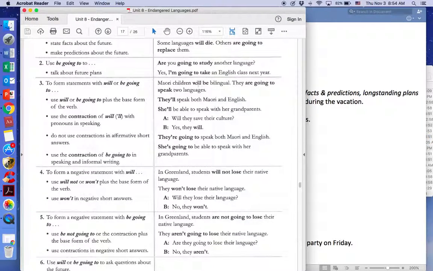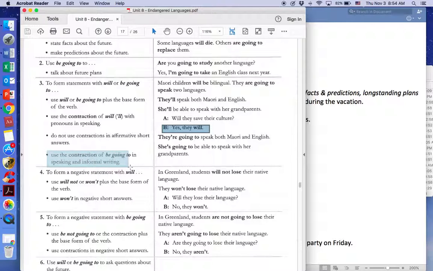Now, forming statements with will or going to. Use will or be going to plus the base form, as I said. Use contractions with pronouns in speaking or less formal writing. Don't use contractions in the affirmative short answers, so we will not say yes they'll. Say yes they will and not yes they'll. Say yes I am and not yes I'm. Say yes he is and not yes he's.